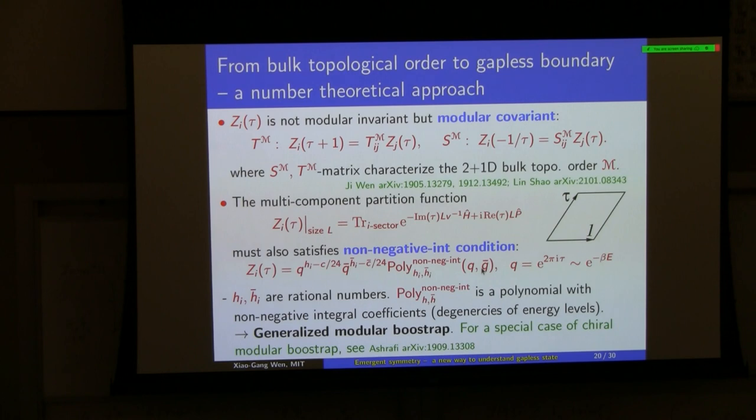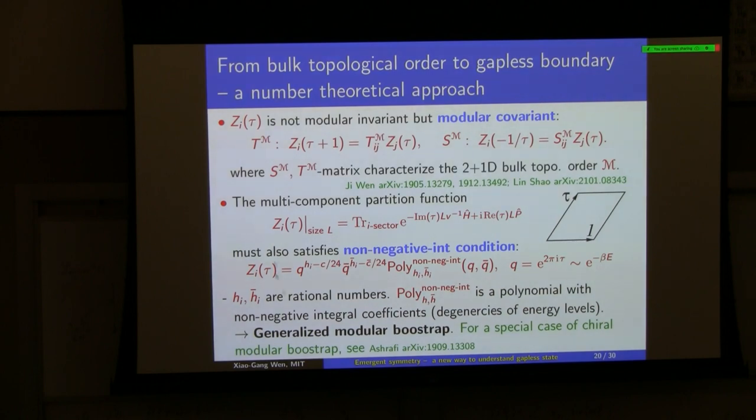Well, there's some chance that may happen. That is, if you write this function of tau in terms of q, where q is e to the 2 pi i tau. Actually, this q is really e to the minus beta E, so it describes energy levels. And this partition function is a polynomial, and the coefficient of the polynomial in q is the degeneracy of this particular energy level, the degeneracy of many-body states at this energy level. So this Z is a polynomial of q with coefficients that are non-negative integers. So a very special function. Because this is a very special function, I believe there is some chance that these two algebraic equations can determine the whole function Z, in most cases at least.